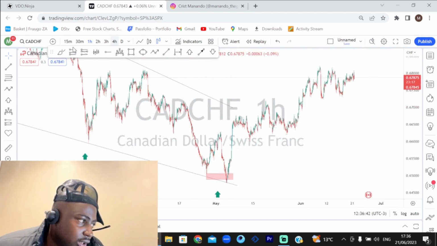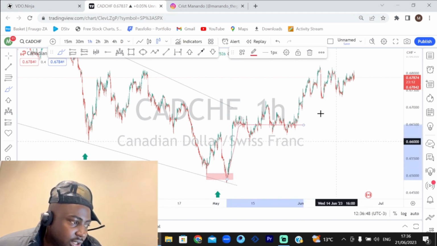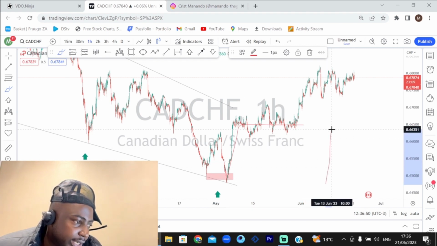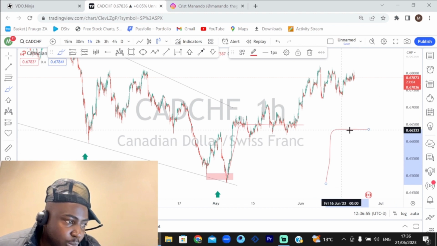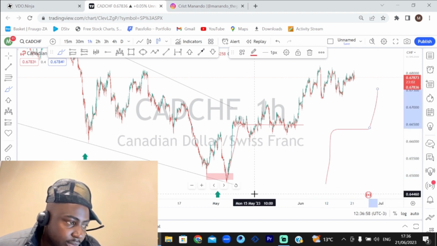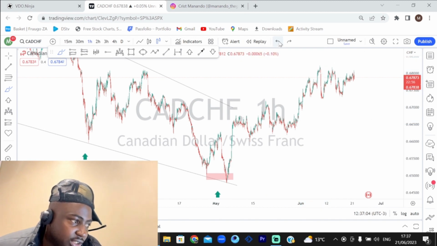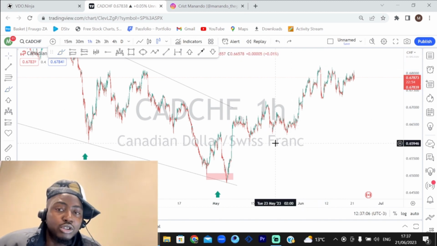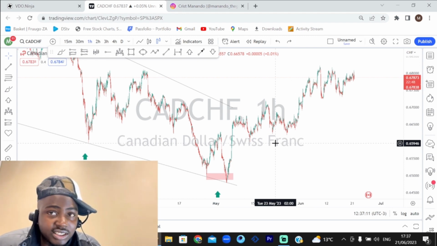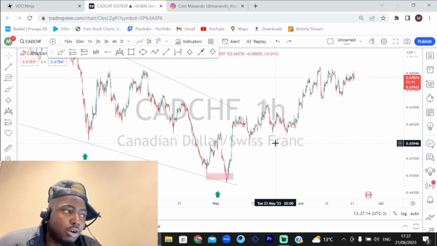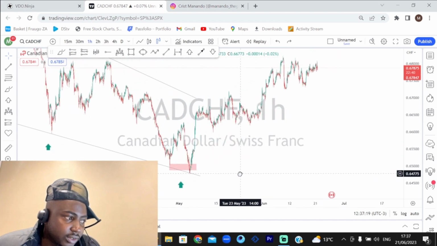So just look at this beautiful impulse followed by this correction. Remember, when there's an impulse and a correction, the best thing is to assume the price is going to continue going up in this case, right? Because a correction is either a continuation, which means the price is going to continue where it is going currently, or it's a reversal.